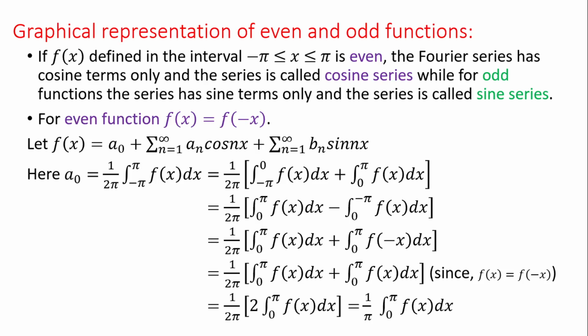So for the integration from minus pi to 0, let us interchange the lower and upper limits of the integration. So the integral becomes negative. So it is minus the integral from 0 to minus pi of f(x) dx in the next term, where the integral from 0 to pi of f(x) dx is as it is. If we replace x by minus x and minus pi by plus pi, the minus sign becomes plus.